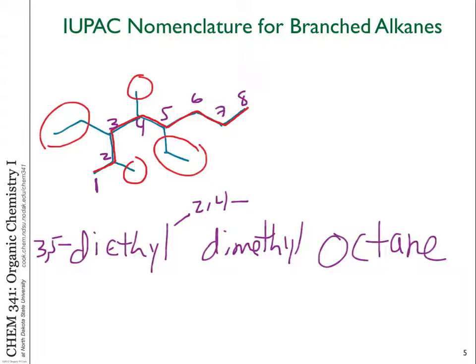So you should be able to go through this process of looking at the structure, identifying the longest chain, figuring out what the substituents are, figuring out which direction you number them, and writing that name out correctly. You should also be able to do the opposite. If I were to give you the name, you should be able to draw the structure of that. That's probably a little easier, right? Hopefully.